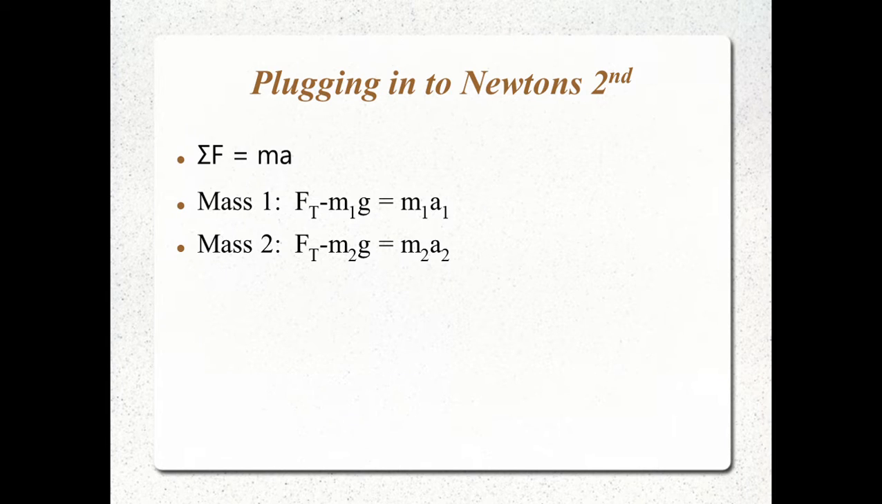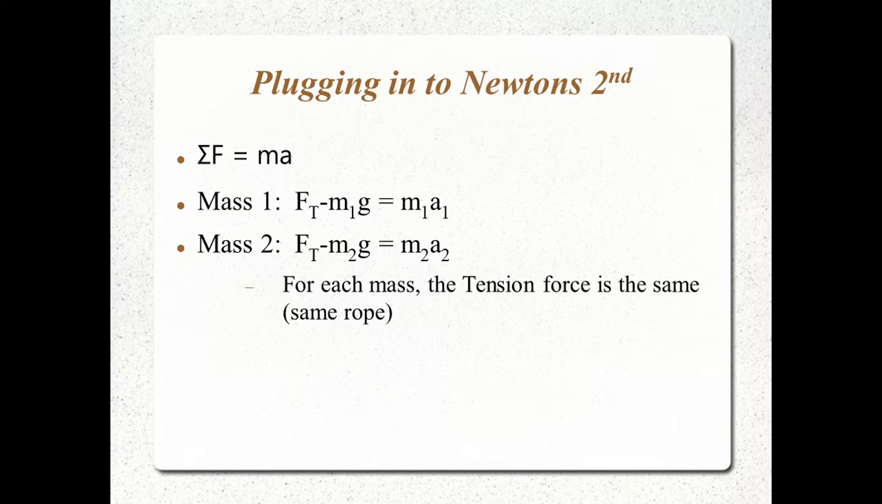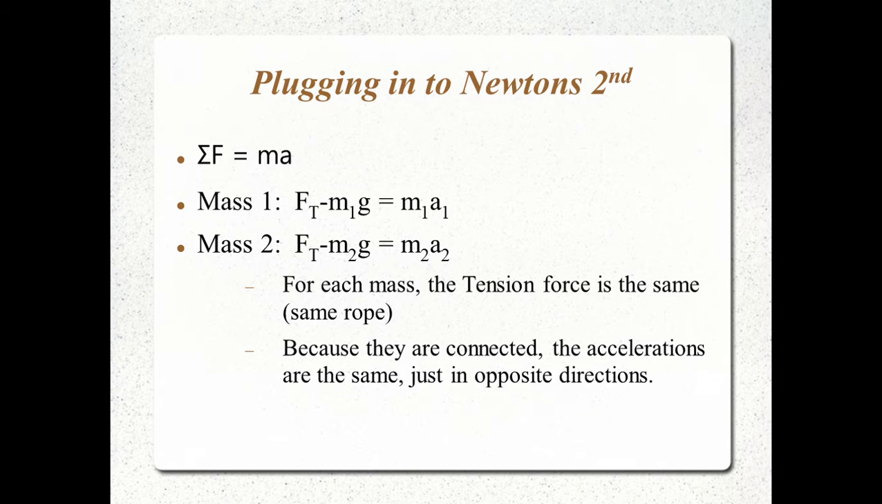But the problem is, because they're coupled together, they have the exact same tension. So it's the same rope. You don't change the tension. We're going to pretend the rope is massless and ideal. It doesn't stretch. It doesn't twist or anything like that. Because they're connected, the accelerations are the same, just in the opposite directions. That gives us actually an easier way to solve this problem.